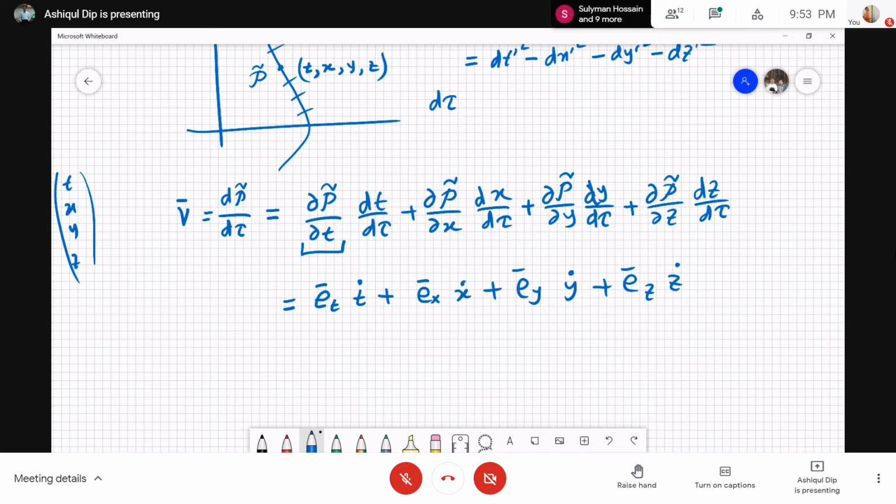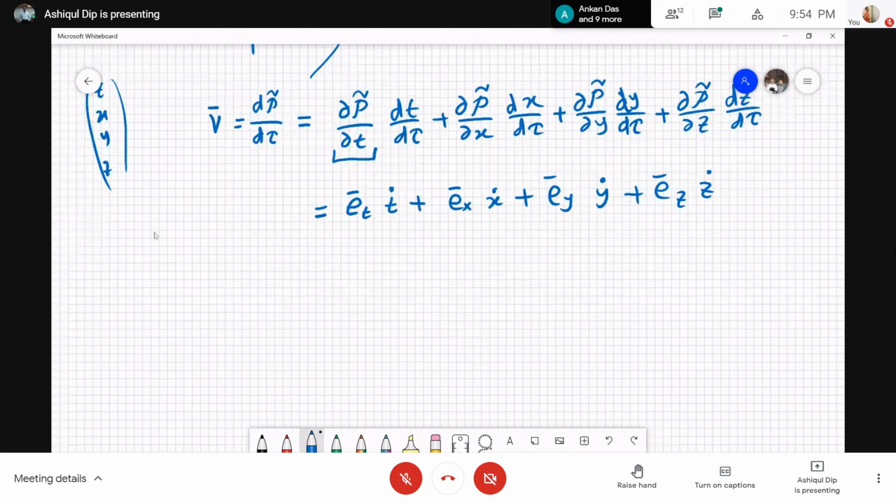Now, so these are the basis vectors, right? These are the basis vectors. Et, Ex, Ey, Ez, right? So question is, how do we take a dot product of a vector? And in another way, what's the metric tensor here? What's this thing?